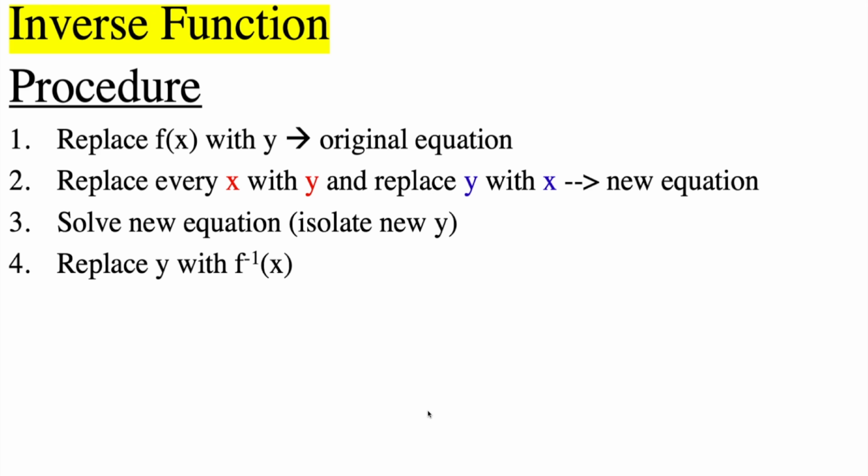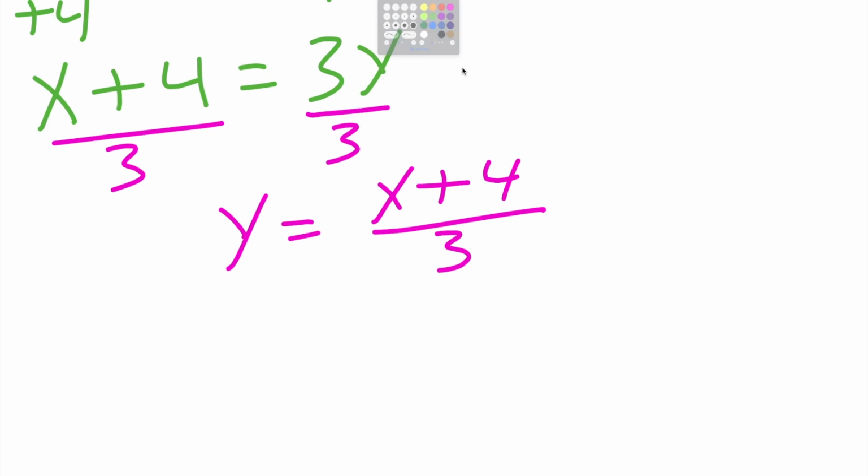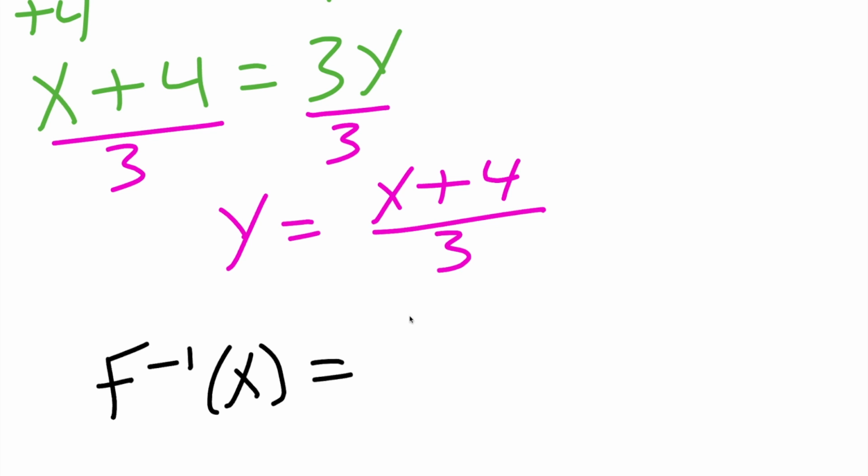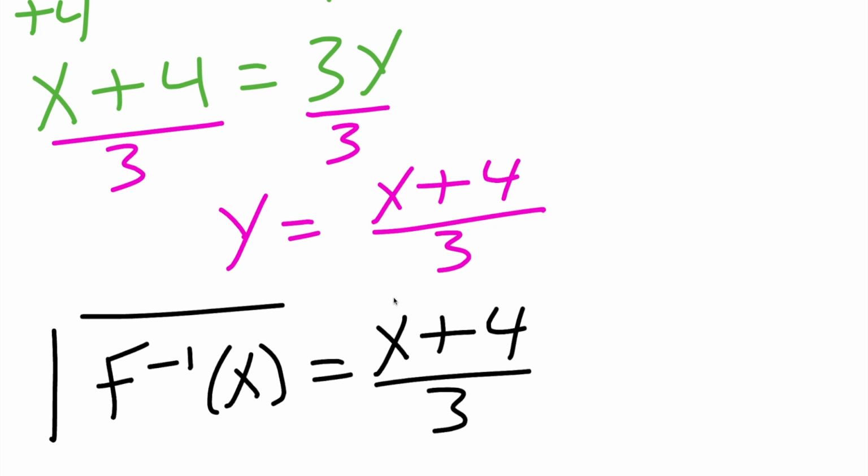Our very last step is like a formality. Instead of having a y, we want to write this, f raised to negative 1 parentheses x, to represent an inverse function. And so our fourth step, mostly just a formality thing, we're going to write f raised to negative 1 parentheses x is equal to x plus 4 divided by 3. And this right here is our final answer. And we're going to do another problem.